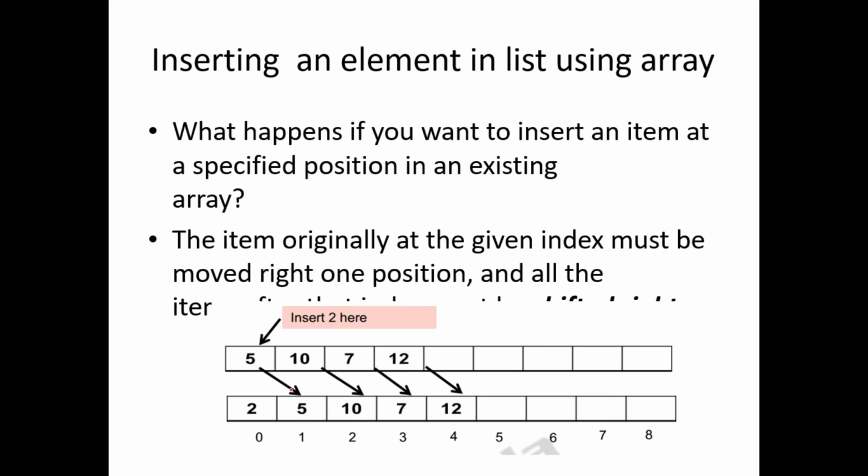What will happen if you want to perform the insertion operation? At first we have to push down all the elements to one spot. So 12, which is in position 3, will be pushed to position 4. Then the element in position 2 is moved to position 3, the element in position 1 is moved to position 2, and the element in position 0 is moved to position 1. So we have got a space here. Then after getting this space, we insert the element 2 in position 0.